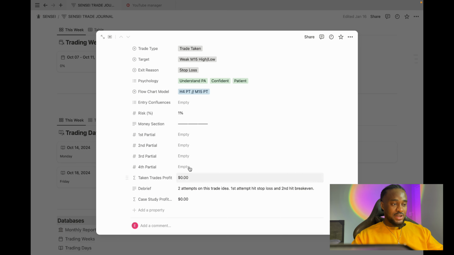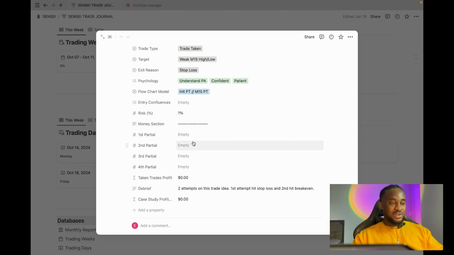Like this again right here: first partial, second partial, third partial, fourth partial. This was the time where I had a partial system where I take partial profits. I take partial profits 4 times before it hits my TP, or 1 or 2 times. I could take 2, I could take 1, I could take 4, depending on how long the trade is and how long my TP target is.